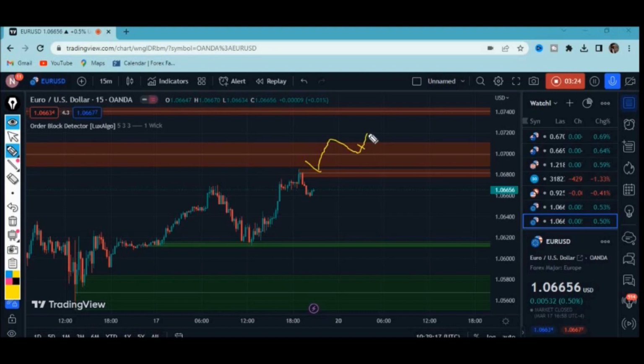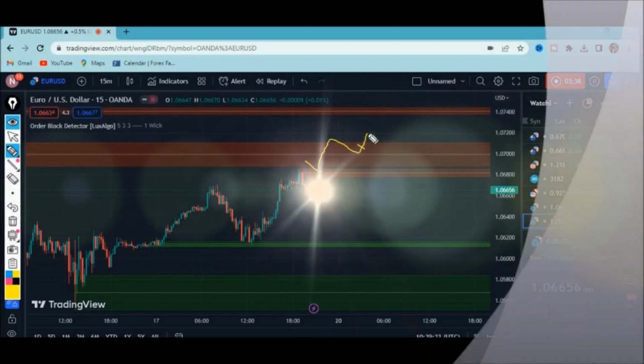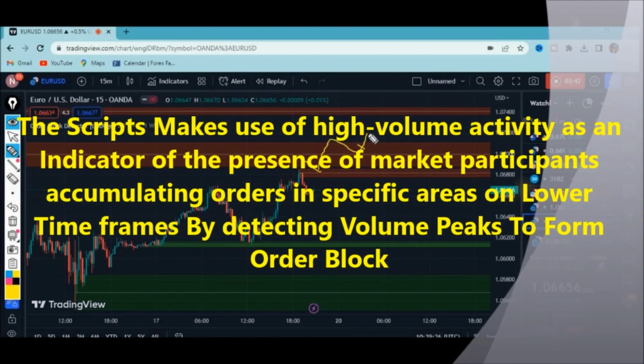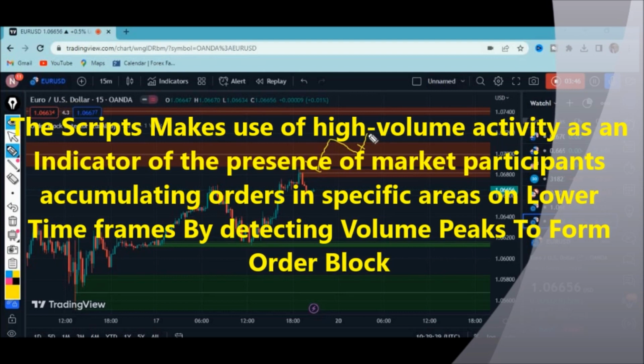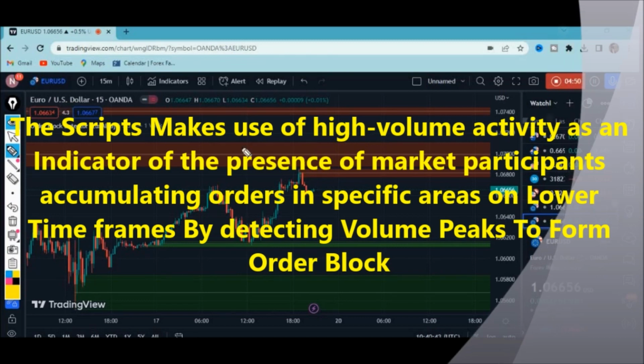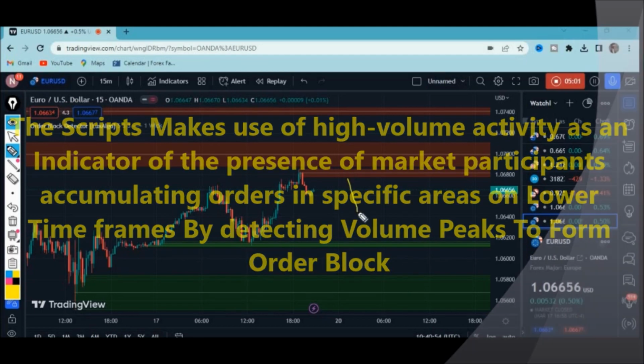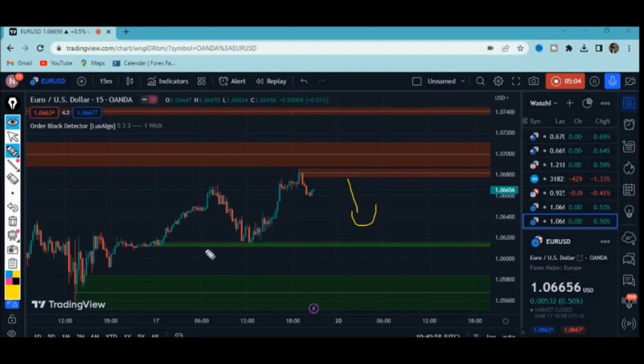You see, it's so easy to really lose your money. And number two, you must know whether it is working in real time. That's what you really need, and that's why you really have to see this on the live market. What you're supposed to know about this script is that it makes use of high volume activity as an indicator of the presence of market participants accumulating orders in specific areas on lower time frames, by detecting volume peaks to form order blocks. So just know, whenever you see the highlight, that zone has a volume peak of orders. So most likely you will see the market drop to the downside when you see the bearish order block zones, and there is a probability of the market rising when you see bullish order block zones.